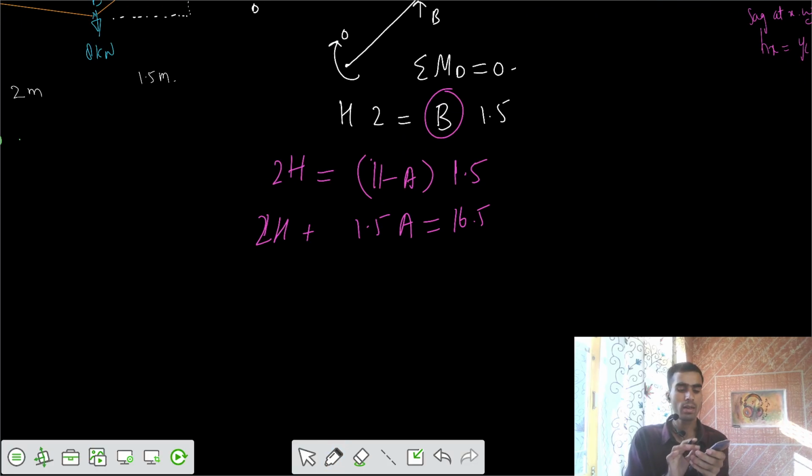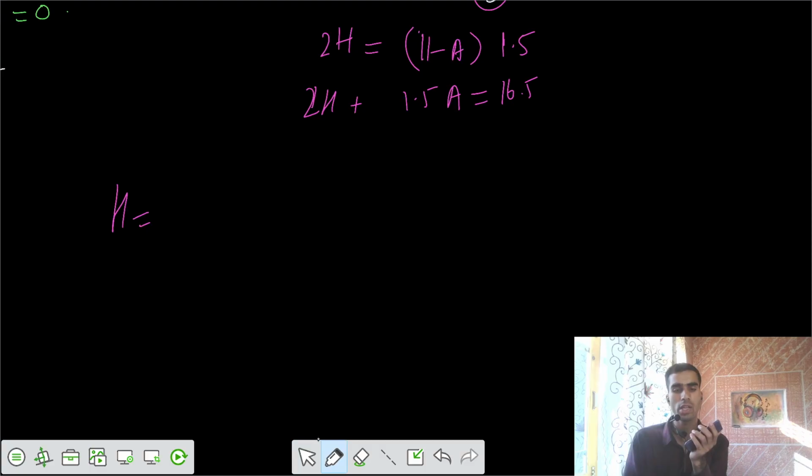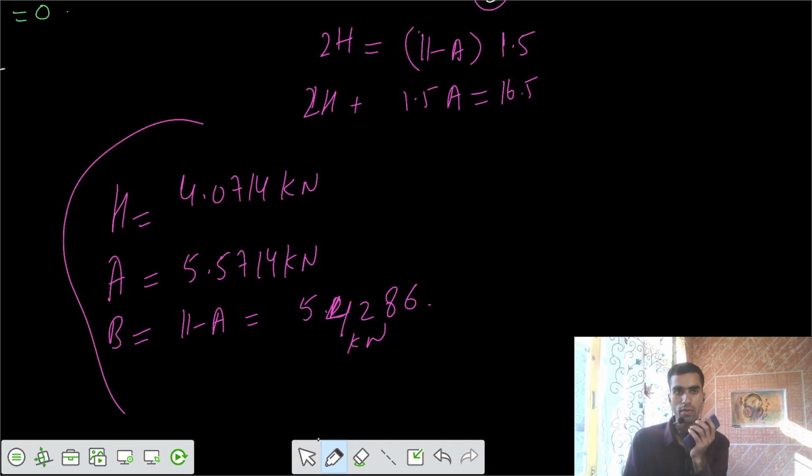You can go with the calculator and you can solve the linear equations between two variables. You can get the values of H and A. So your horizontal component of the tension is equals to 4.0714 kilonewton, and A equals to 5.5714 kilonewton. And accordingly, you can get the value of B equals to 11 minus A. That was equals to 5.4286 kilonewton. So we got these three reactions.